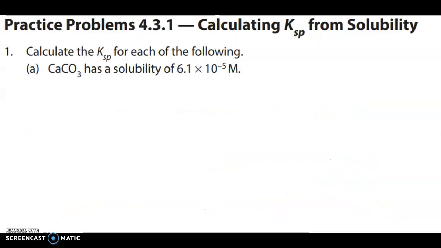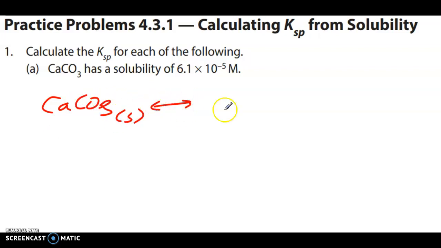Okay, so let's start taking a look at calculating some KSP values. Just starting off nice and simple here. It says calculate the KSP for each of the following. So we have calcium carbonate. I would always recommend that you start off by writing out your solubility equilibrium.